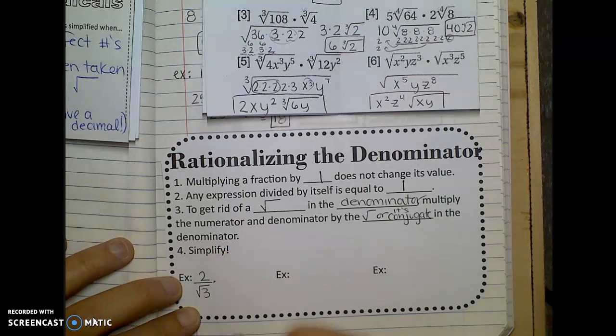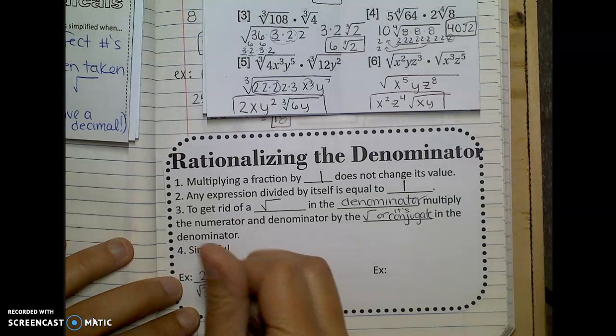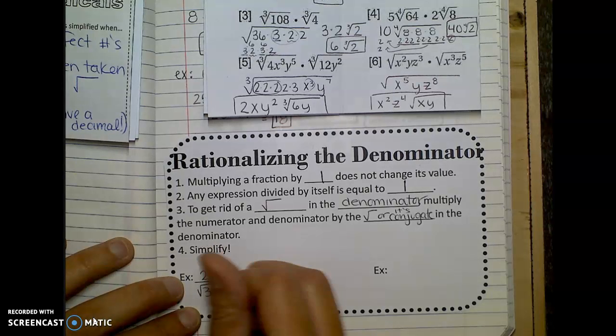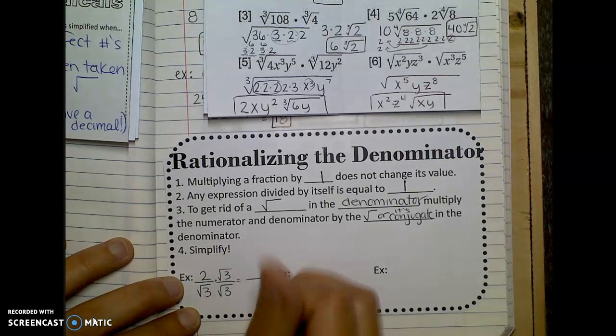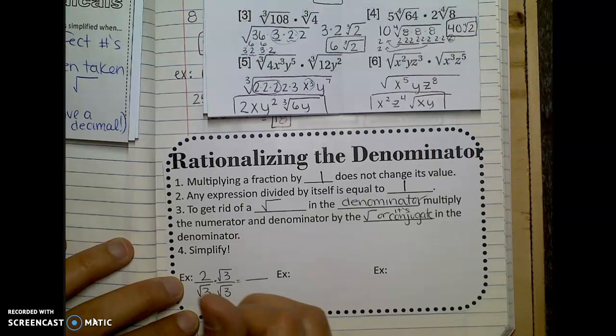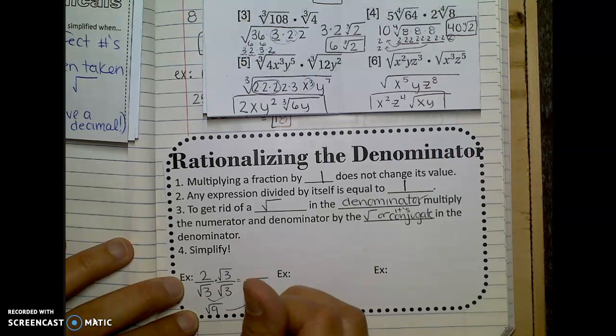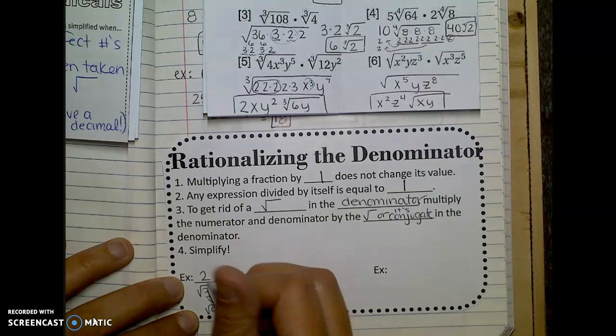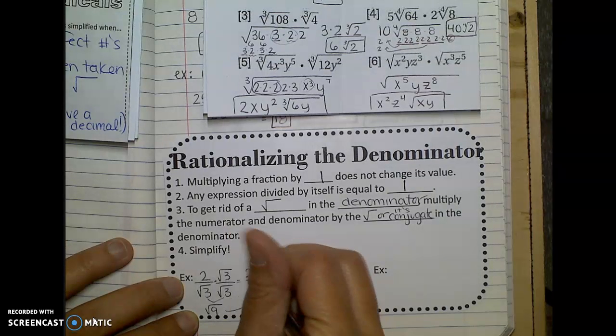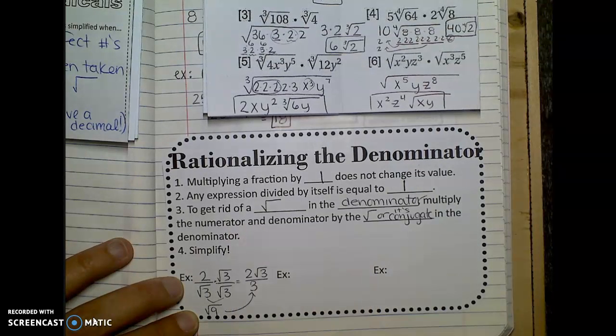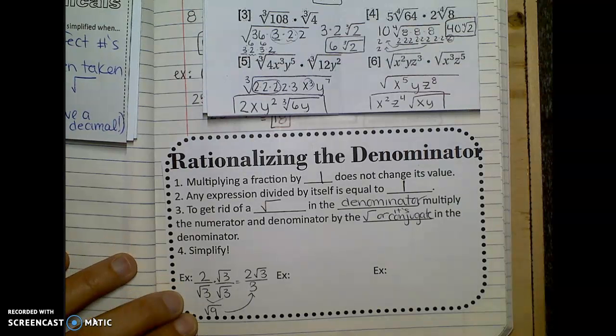So I would times by that same root on top and bottom. And the reason that works is because root 3 times root 3 is root 9, which is 3. On the top, one's outside, one's inside, so we just smash them up, 2 and 3. Now, if the 2 and 3 could be divided, I would divide it, but I can't.